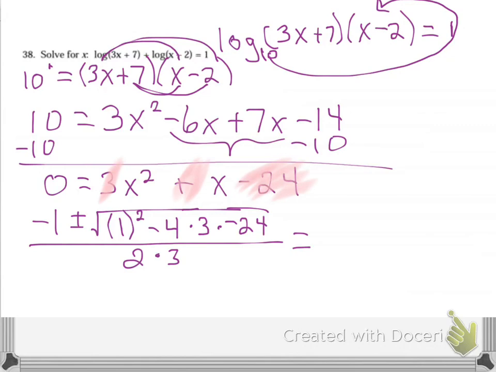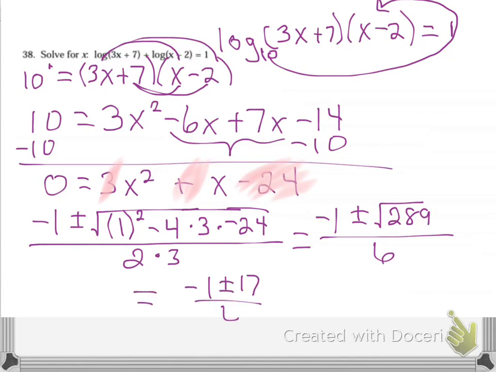Now in class I talked to you guys about doing just what's underneath the square root, so we don't mess this up. And when you do just what's underneath the square root, you end up with 289 underneath the square root. So negative 1 plus or minus the square root of 289 over 6. And we need to find the square root of 289, which happens to be 17. So I'm left with negative 1 plus or minus 17 over 6.